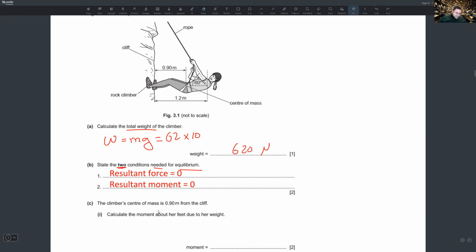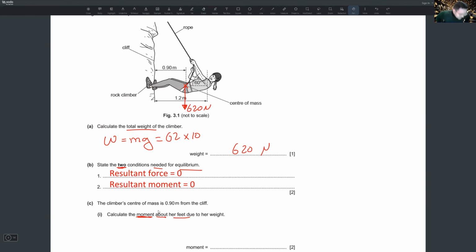If the center of mass is 0.9 meters from the cliff, that means the point he marked is the center of mass, this is where her weight is. This is where a force of 620 newtons is. He didn't draw it. He just told you where the center of mass is and said calculate the weight, and now he might ask you to calculate the moment about her feet. Stop right here.